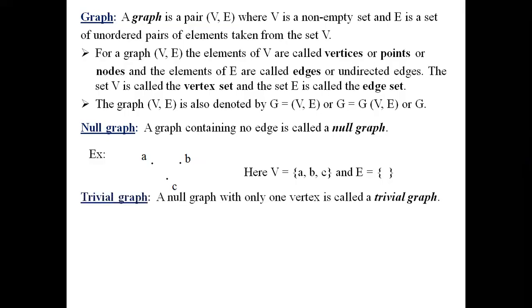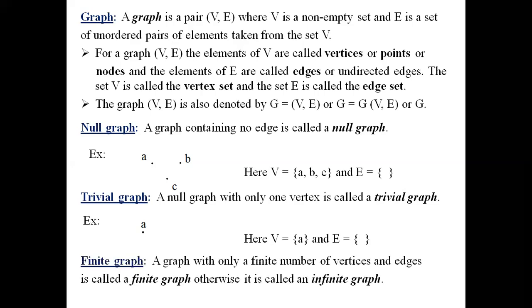Next, trivial graph. A null graph with only one vertex is called a trivial graph. An example: there's only one vertex in the graph and the vertex is named as the vertex A. This is a trivial graph. So here the vertex set V = {A} and the edge set is empty.